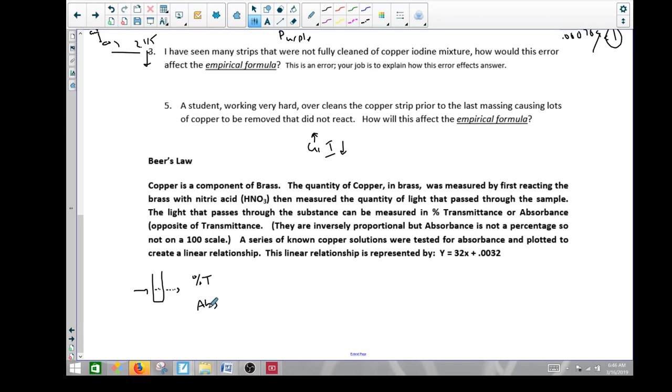And there is actually a Beer's Law formula that's on your laminated sheet. The absorbance is equal to what they call ABC. C is just a constant that links everything together. B is the base length path.